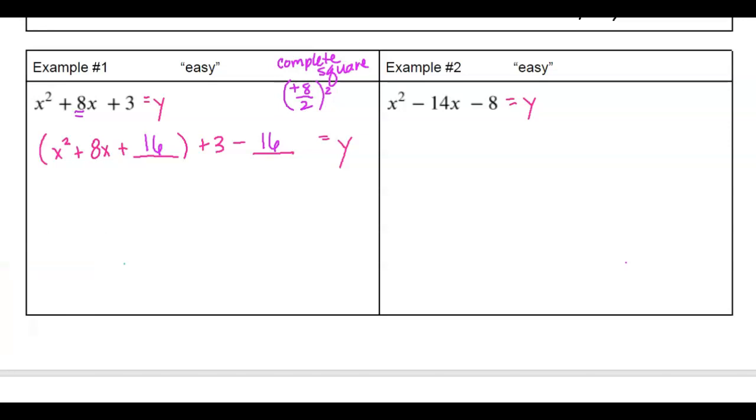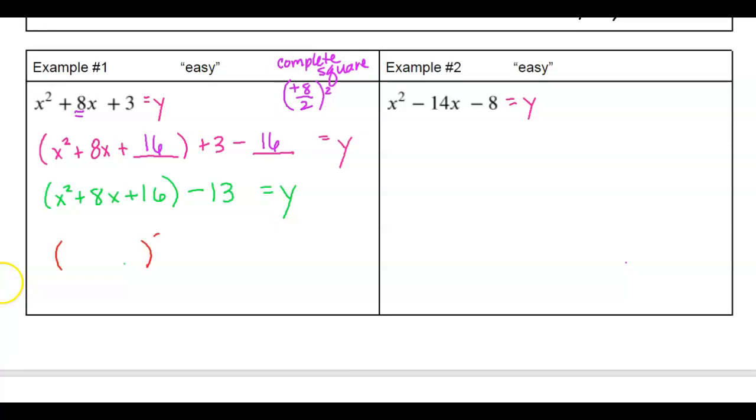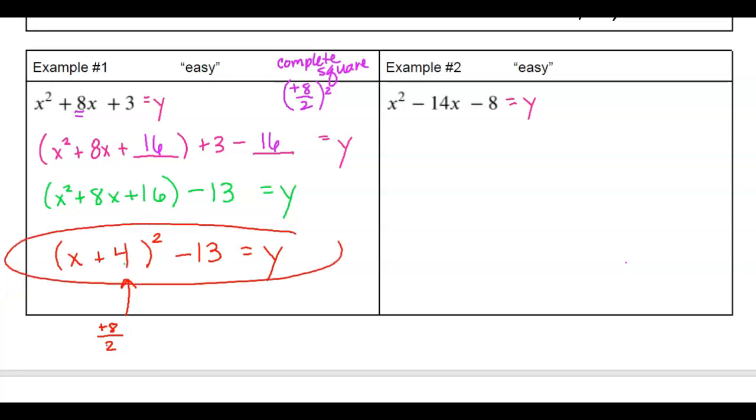Step number 4 is we're going to combine the last two numbers. So I get x squared plus 8x plus 16. And then 3 minus 16 is negative 13. Now, I typically could combine step 4 and 5. I just chose not to. So step number 5 is we need to write our squared term. So remember, to get this number, we take that middle 8, and it's positive, divide it by 2. So I get x, and then 8 divided by 2 is plus 4. And this is done.